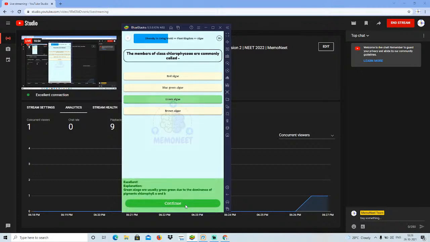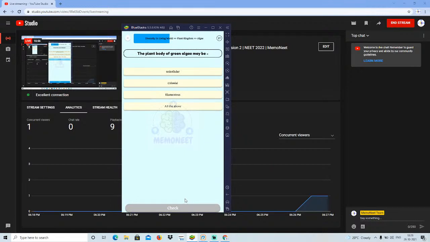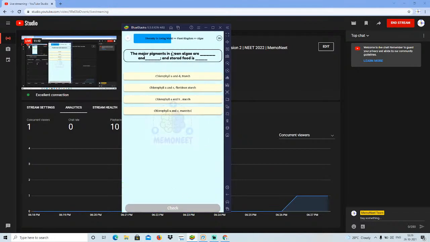Chloro means green. Simple. Okay, so the plant body of green algae may be unicellular. It may be colonial. It may be filamentous as well. This comes in the first paragraph of Chlorophyceae. All the above. So the major pigments in green algae are chlorophyll a and chlorophyll b, and starch. This is very simple. This comes in the second division of the first paragraph.